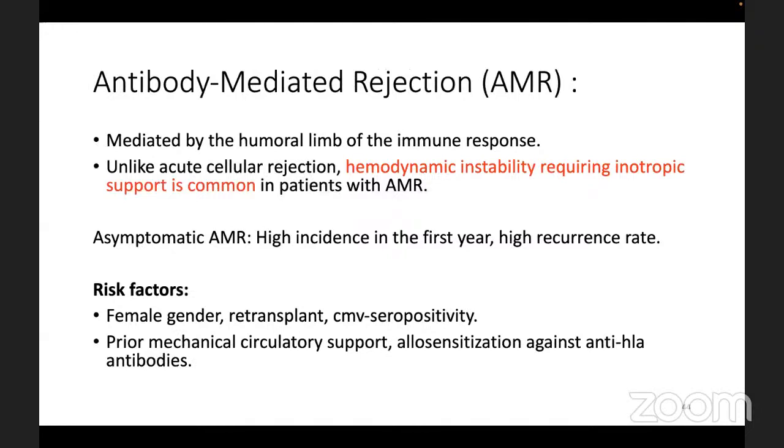Moving on to antibody-mediated rejection. So this is mediated by the humoral limb of the immune response. And unlike acute cellular rejection, hemodynamic instability requiring inotropic support is common here. Asymptomatic AMR has a high incidence in the first year, and a high recurrence rate once it occurs. Risk factors usually include female gender, retransplant, cytomegalovirus seropositivity, prior mechanical circulatory support, and allosensitization against anti-HLA antibodies.